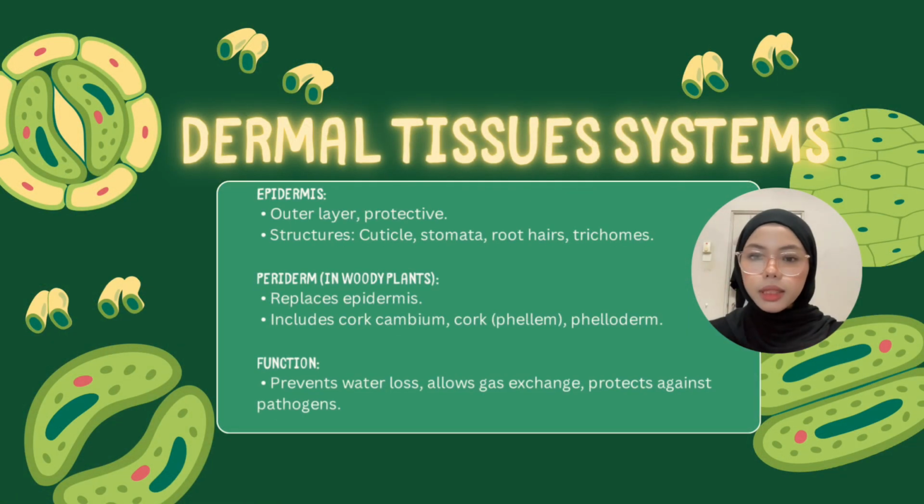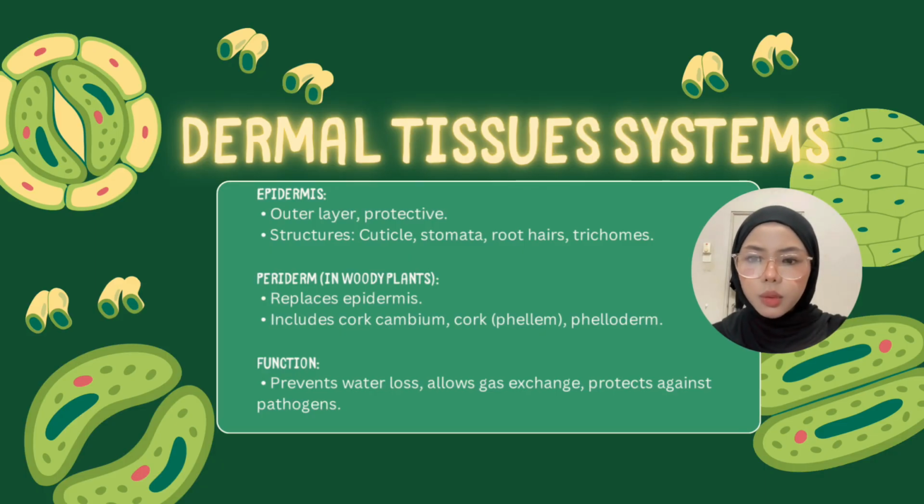The last one is the dermal tissue system. The dermal tissue system is divided into two, which are the epidermis and the woody plant. Let's start with the epidermis. This is the outermost layer of cells that covers all parts of a young plant. Its main role is protection, kind of like our skin. It also has special structures like the cuticle, which is the waxy layer that helps reduce water loss, stomata, which are tiny openings that allow gas exchange, root hairs that increase water absorption, and trichomes, or tiny hairs that protect against insects and extreme temperature.